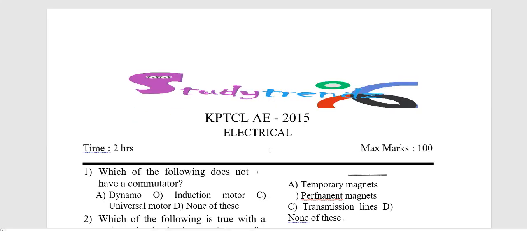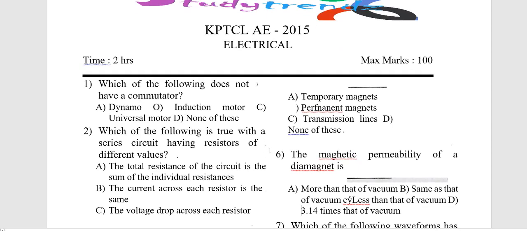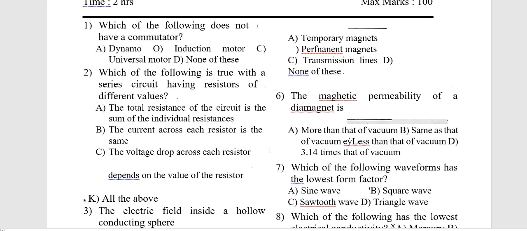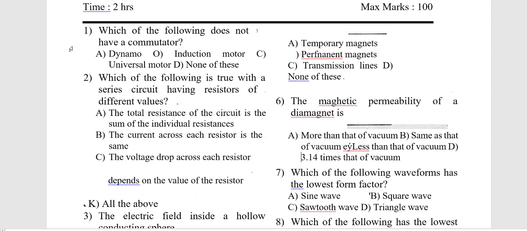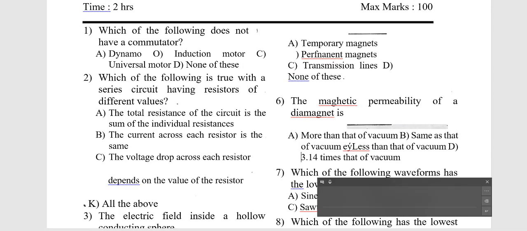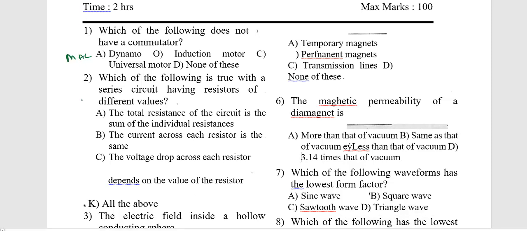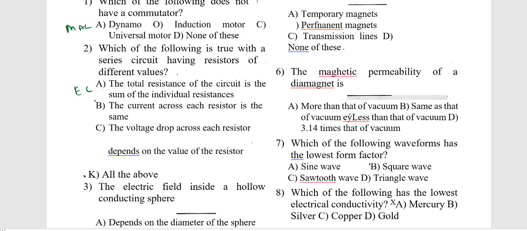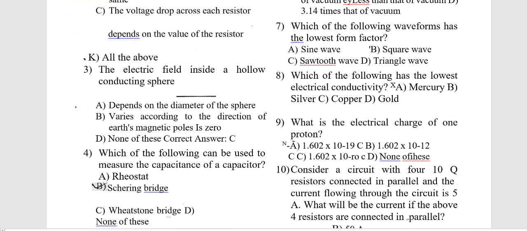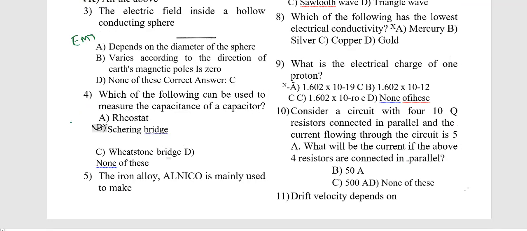I have quite a good amount of papers for KPTCL AE 2015. See, the first question is from machines. Second question, electrical circuits, a very easy question, though it typically changes. Which of the following is true for a series circuit having resistances of different values? Next question, this directly belongs to EMT, electromagnetic theory, again measurements.